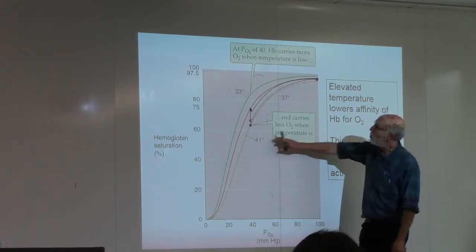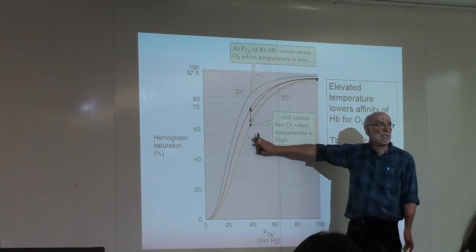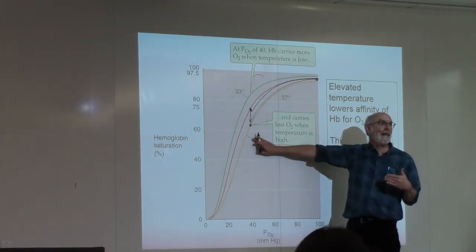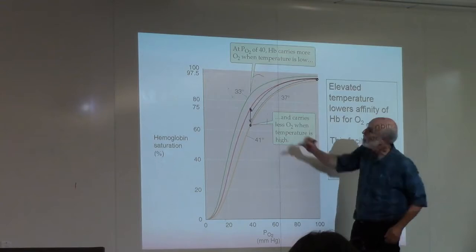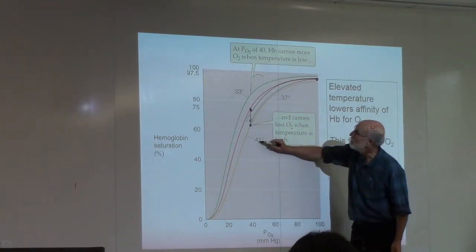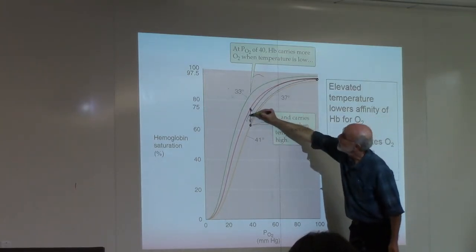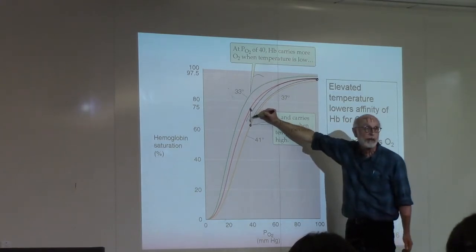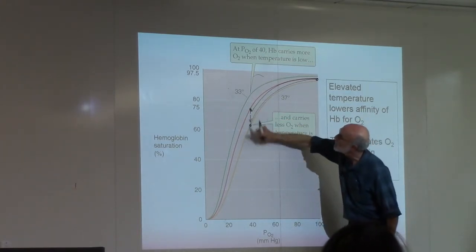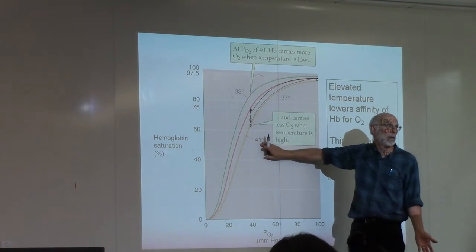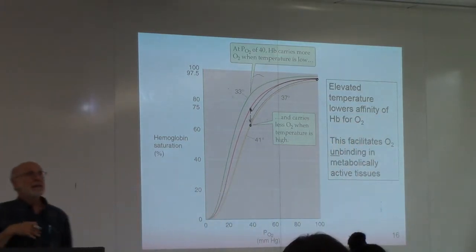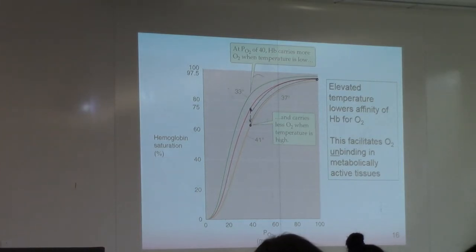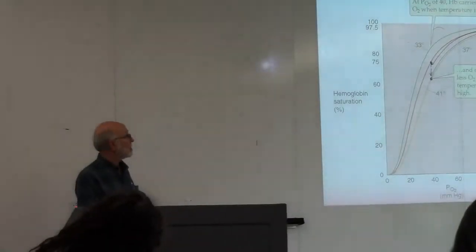This is exaggerated. 41 degrees is too high, but it's just like PaCO2 of 20 is too low. It's trying to show you, there's another curve here at 38 degrees and 39 degrees and 40 degrees. There's a whole series of curves here, and this is showing an extreme example. So temperature, heat, helps hemoglobin let go of its oxygen.